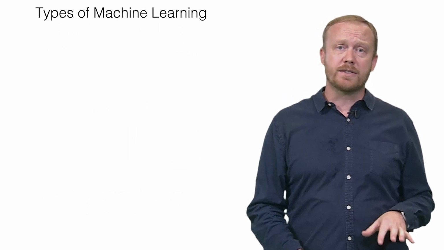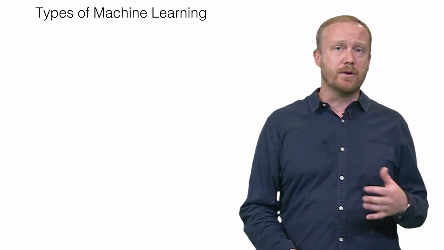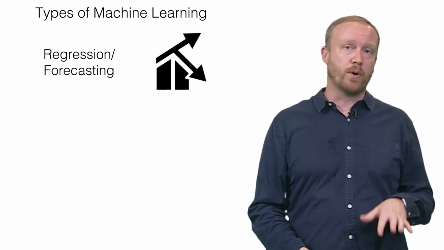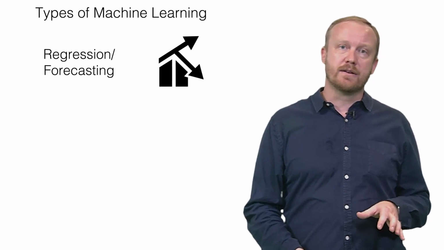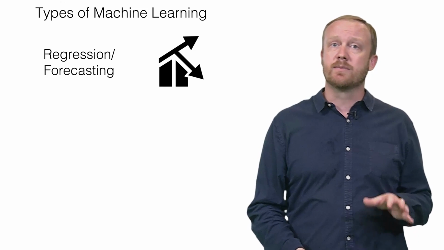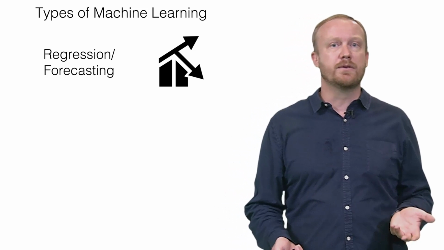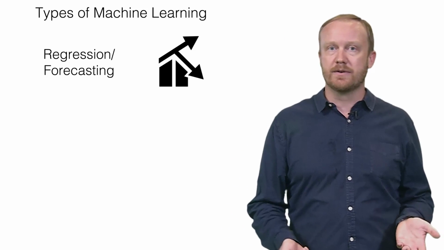To get started, let's talk about the three categories of machine learning that we'll use in this course. The first is regression, or forecasting, in which past data that is continuously measured is used to predict future trends. For buildings, forecasting is often used to predict the performance of energy meters.